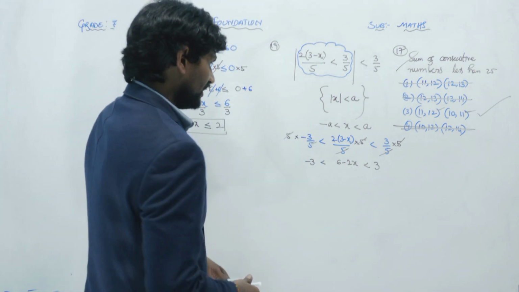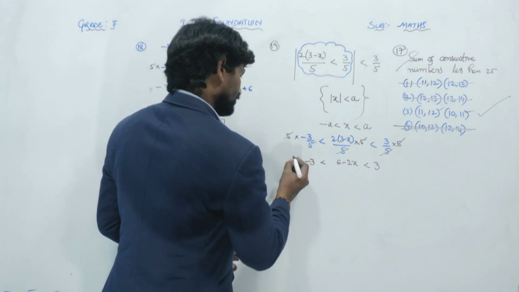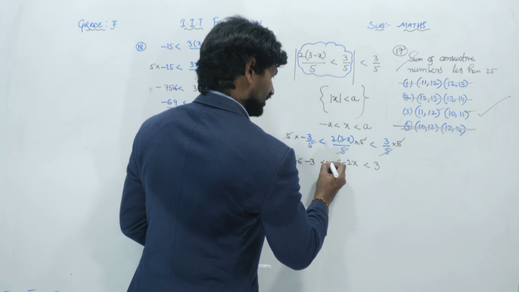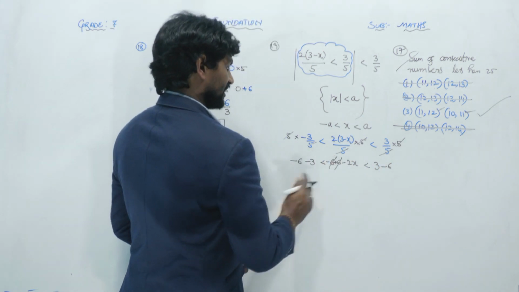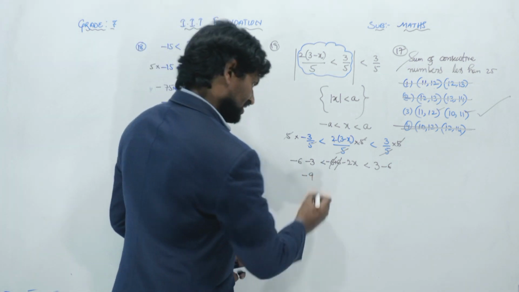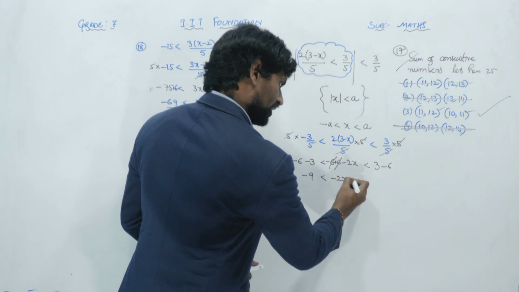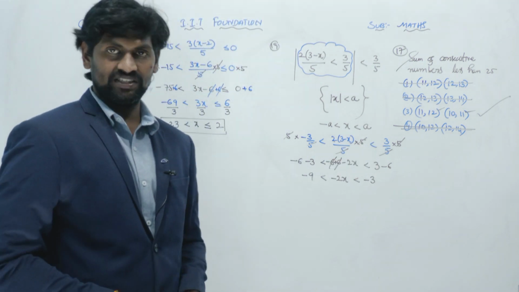Okay, right. So first we have to remove the 6. So subtract 6 on both sides. Minus 6 here also, minus 6, minus 6. So plus 6 minus 6 cancel. Both are negative terms, so add with the negative symbol: minus 9 less than minus 2x less than minus 3. 3 minus 6 is nothing but minus 3.